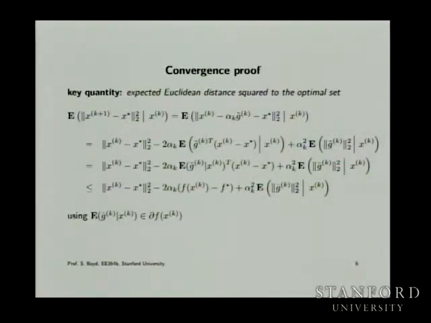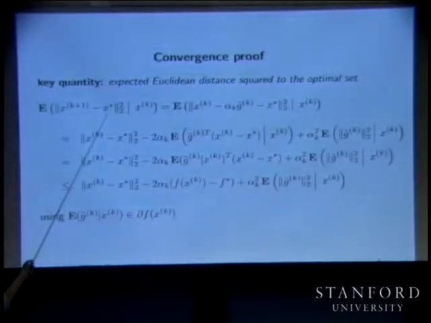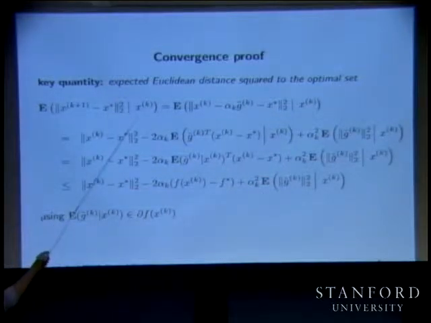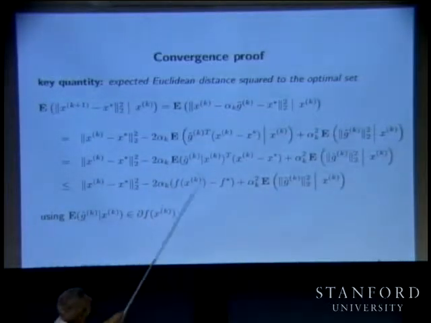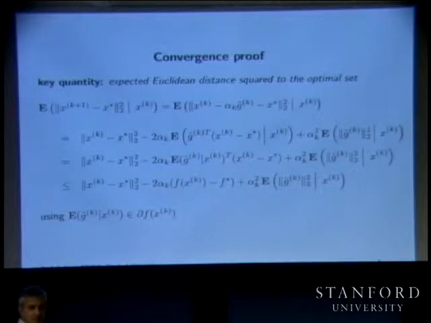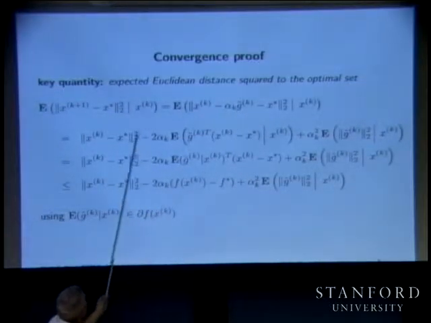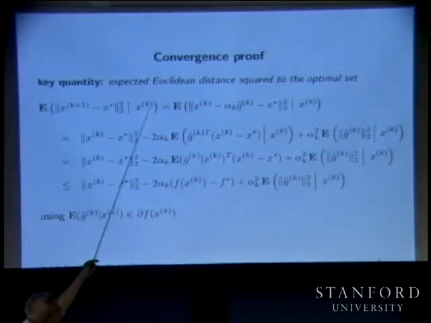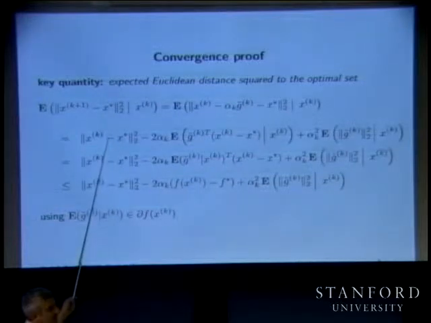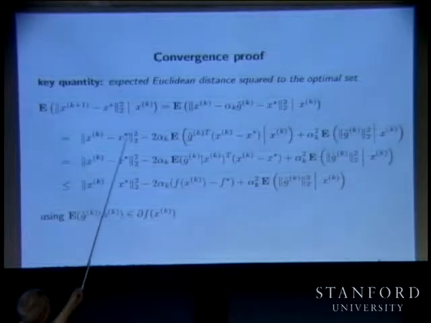We're going to look at the conditional expectation of the distance to an optimal point given xk. The next distance here is nothing but that, so we just plug that in. And we do the same thing we did with the subgradient method. We split it out. We take this minus this. That's one term, and we get this term. Now, this is conditioned on xk. So xk conditioned on xk is xk.